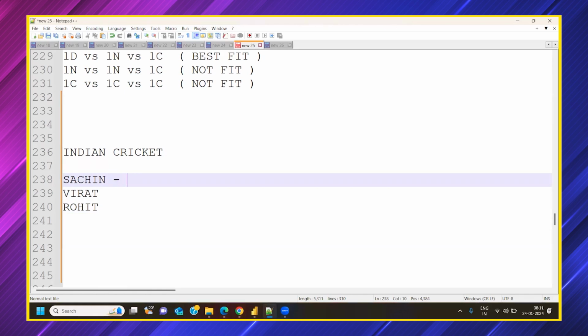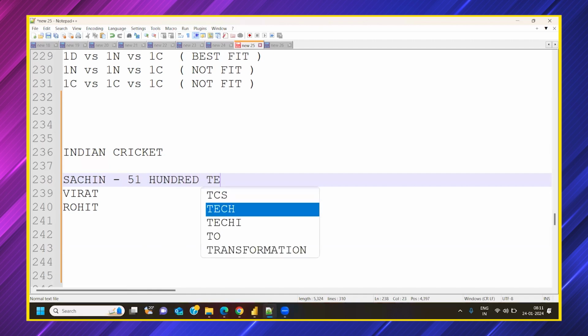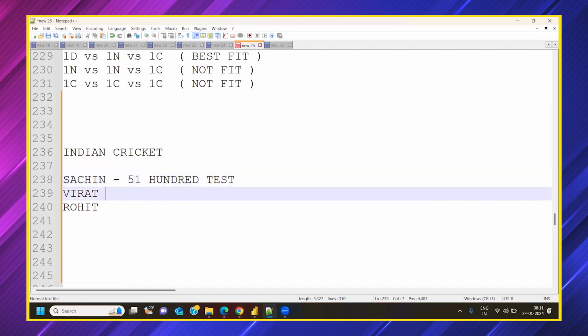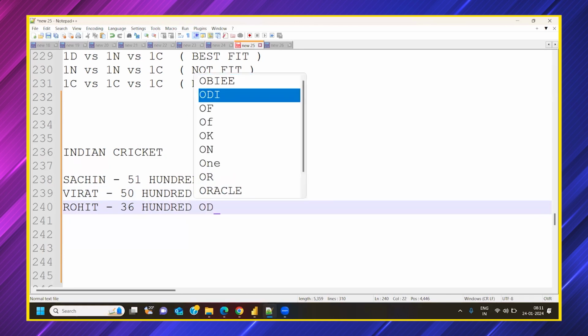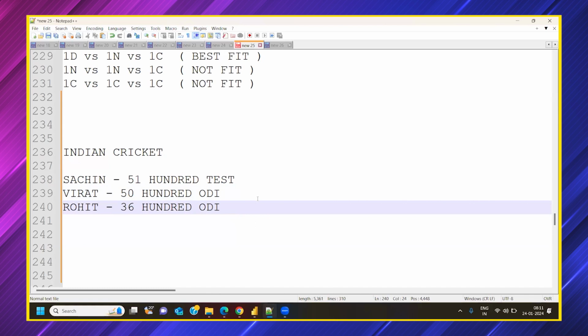To compare, Sachin has around 51 hundreds in Tests, which is the highest in Tests. In case of Virat, we have 50 hundreds in ODIs, which is the highest compared to any other player in the world. And we have Rohit with around 35 or 36 hundreds, who is also one of the highest century scorers in ODIs.